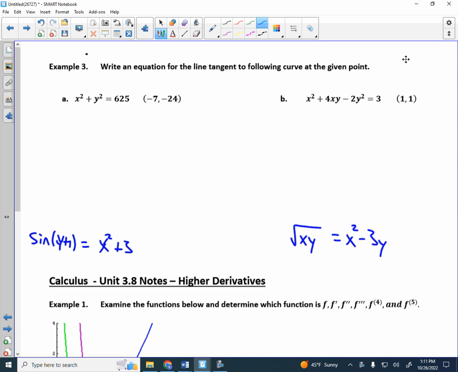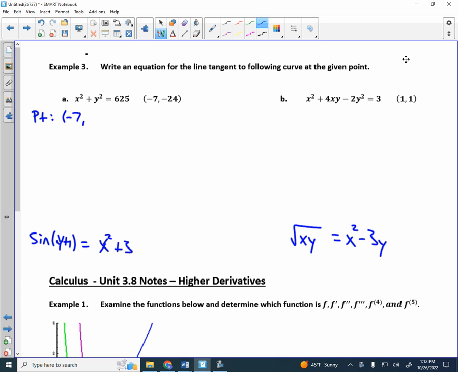Very good, because there's no y equals, right? It's not solved for the y variable. So when we do that, we want to first identify the point, and we're given the point, aren't we? What if you were not given -7, -24? What if you're just given -7? Then what would you do? You would plug it in.